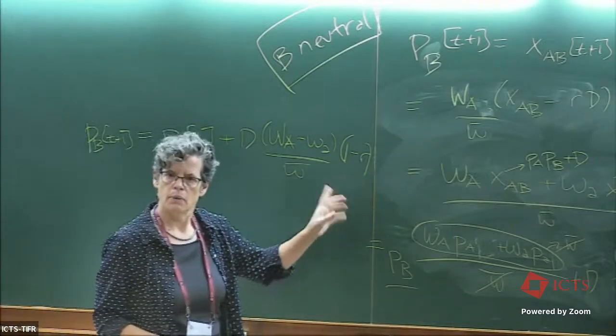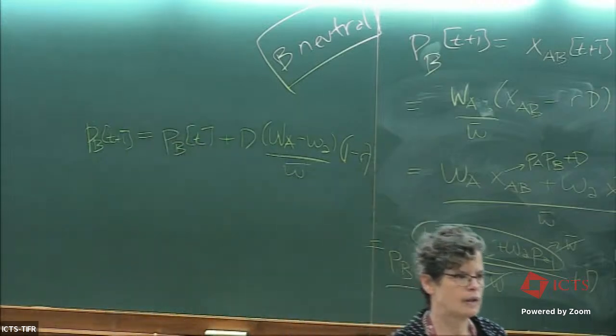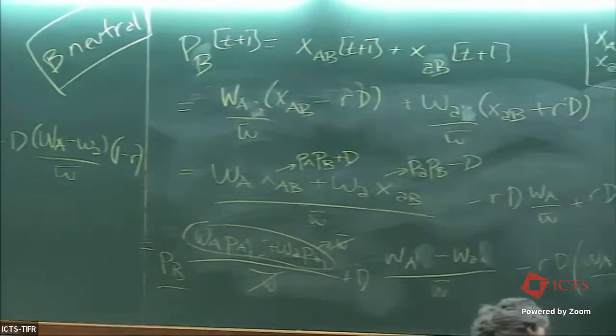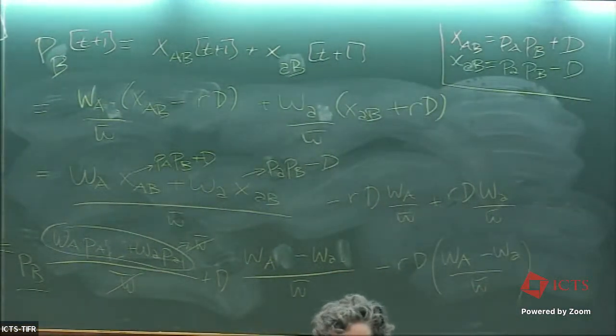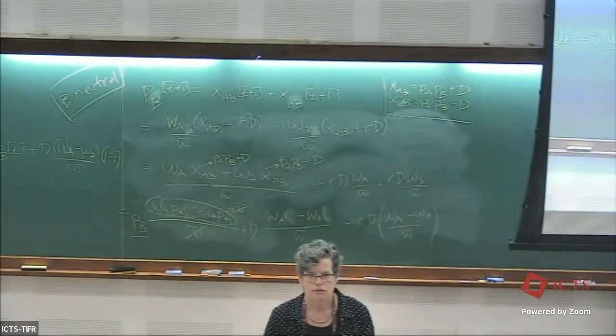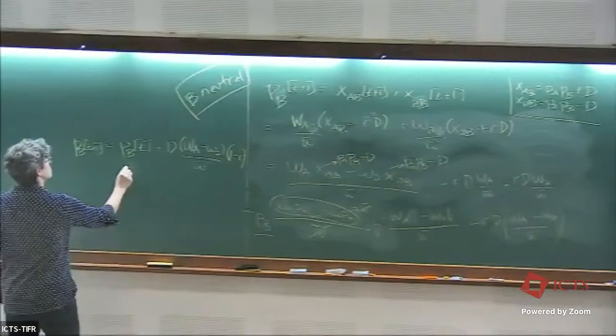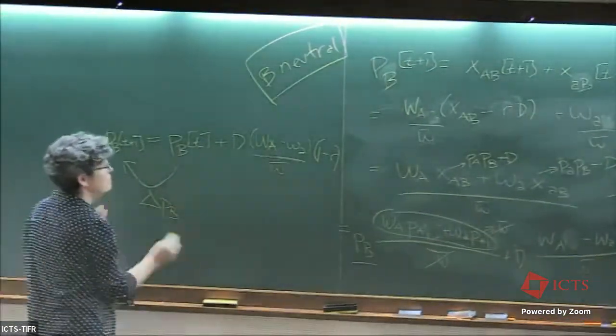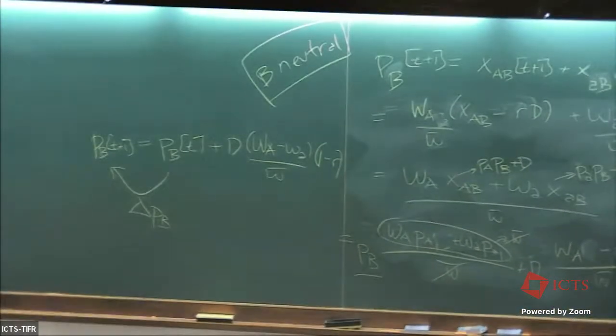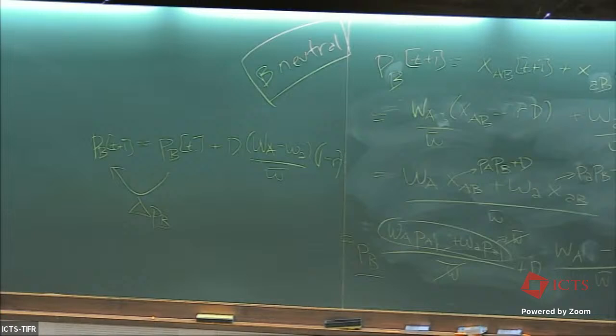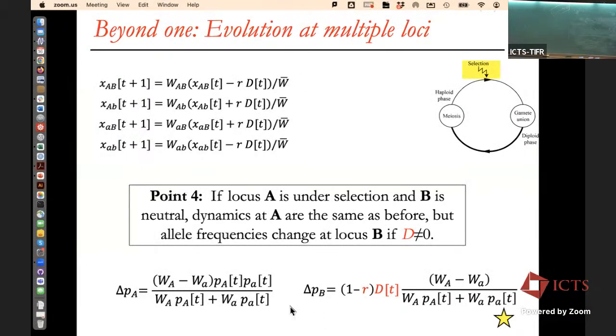R can't be 1. But remember, R is the fraction of non-parental chromosomes, and so the maximum it is a half. So what else do we need? D can't be 0. So whenever there's whatever association between loci for whatever reason, we're going to see a change from one generation to the next at a neutral locus, even though it wasn't under selection. So we have to be careful because it can look like it's under selection when it's not. Okay. And this was just subtracting, the change in B is just the difference. Subtracting PB at time t from both sides, and that gives us this term here.